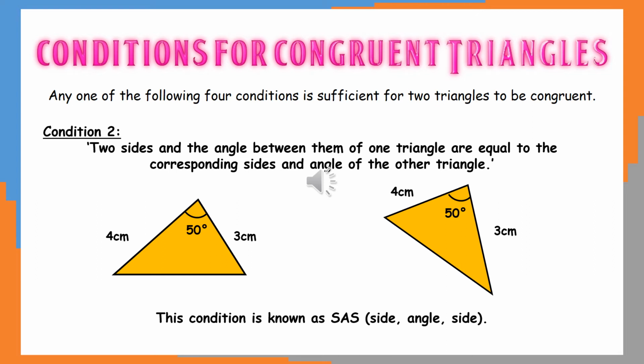So these two triangles are congruent. This condition is known as SAS, side angle side. Condition 2 states that if two sides and the angle between them of one triangle are equal to the corresponding sides and angle of the other triangle, then the two triangles are congruent. This condition is known as SAS, side angle side.